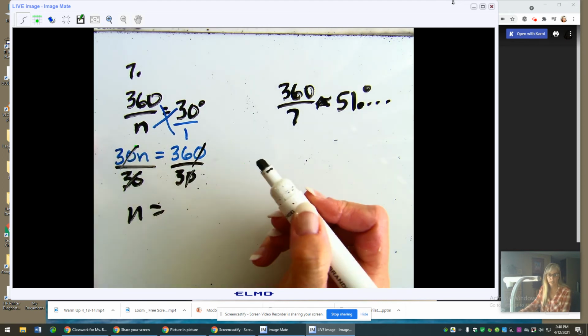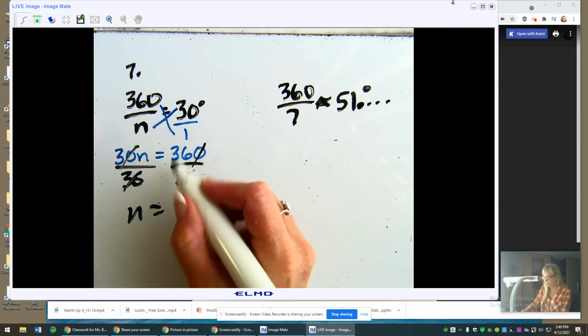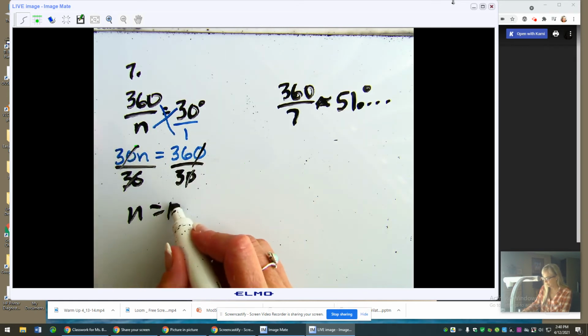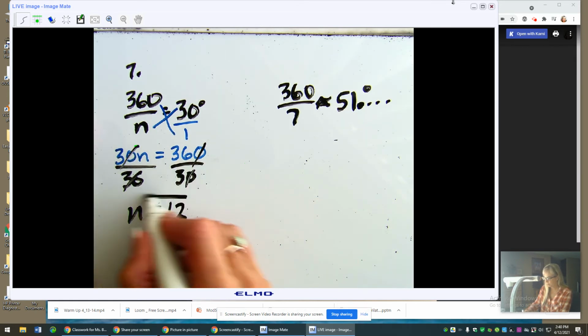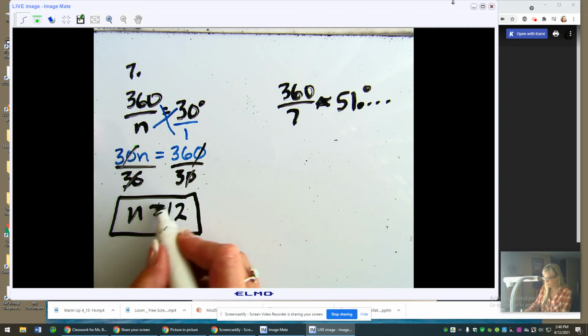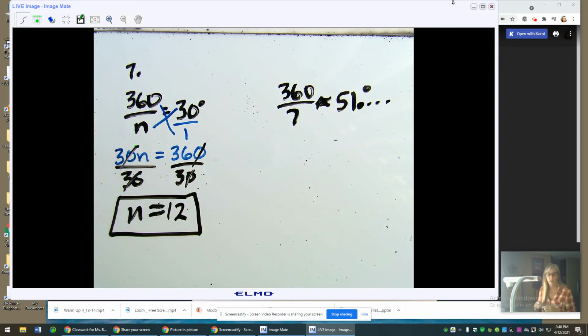We could divide by 10 and make it easy on ourselves. And 3 goes into 36 12 times. So it's a 12-sided polygon. I think it's a dodecagon. I'd have to look it up. 12-sided. All right, I'll let you do number 8, same method.